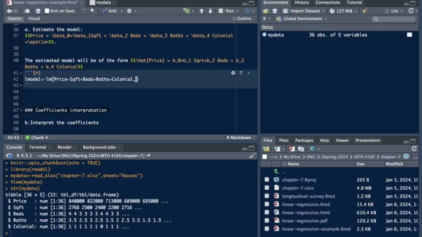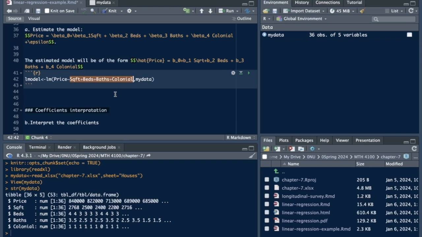Comma. This is the second argument now. We have a price, square foot, beds, baths, colonial. From where? From my data. So this is the linear model, with two arguments. Because you're using all of the independent variables, you can use another method, which is to delete them and use a dot. Replace all of the variables with a dot, okay? Or you can keep them. If you'd like to study the relationship between the price and beds and baths only, you cannot put a dot. The dot includes all of the predictors.